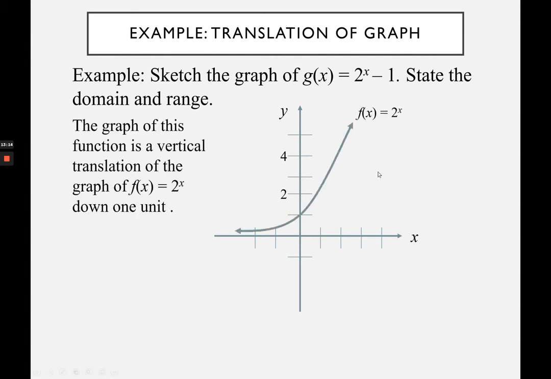But since there's a -1, the whole graph will just go down 1 unit, and that's one example. This is our first example of translation, and this is your graph of 2^x minus 1, the black curve. Of course, the domain and range, no, actually only range will change. Domain is from negative infinity to positive infinity.